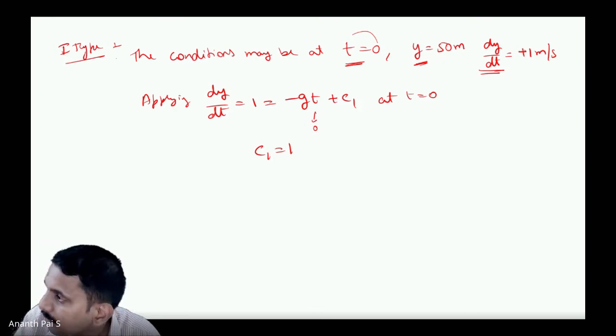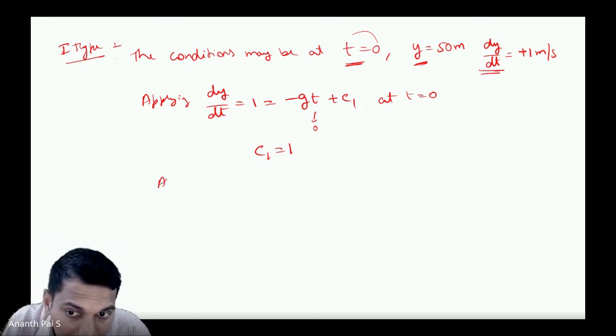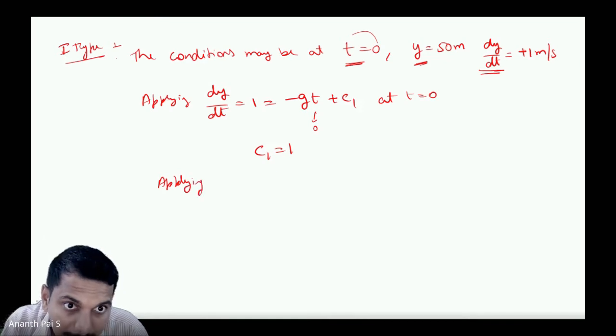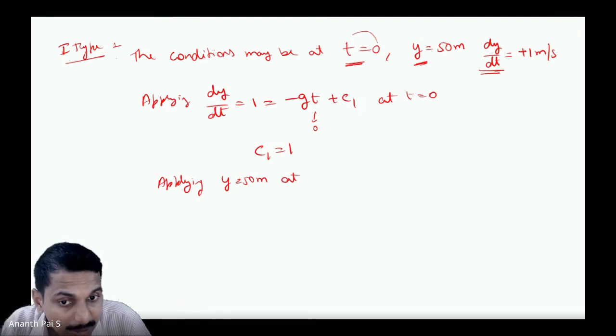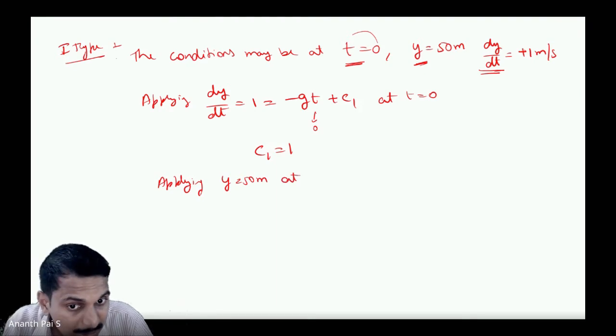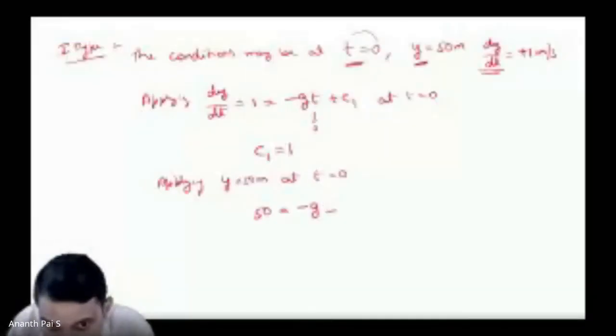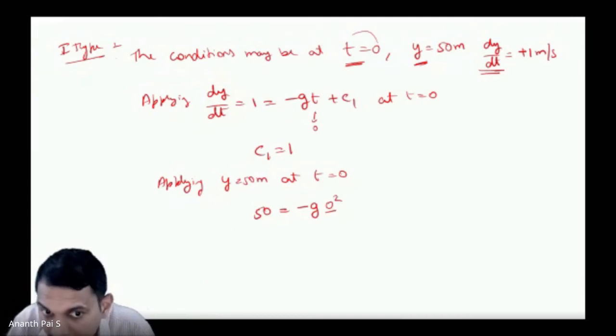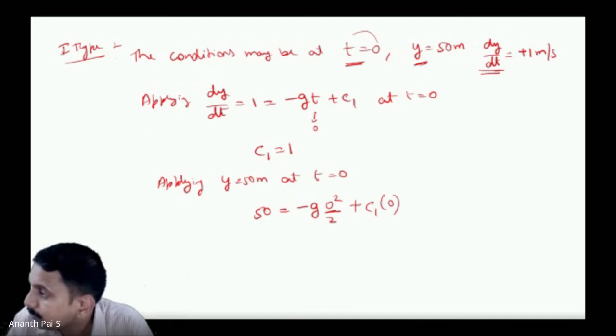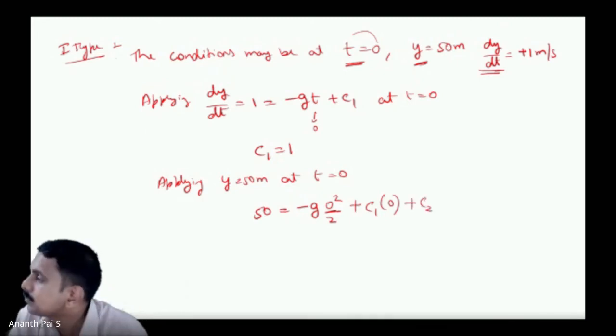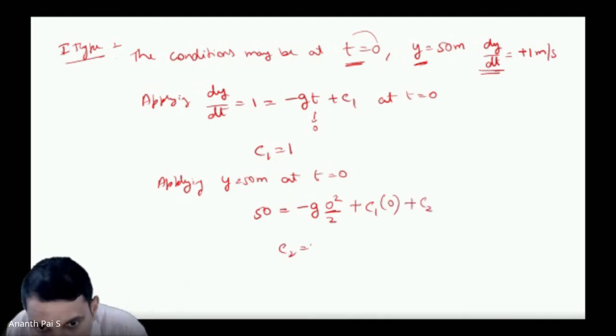Next, similarly, applying y is equal to 50 meters at t equal to 0. What will I get? y, 50 meters, is equal to minus g t square by 2 plus c1 into t plus c2, where t is 0. So 0 square by 2 plus c1 into 0 plus c2. So what did I get? c2 is equal to 50 meters.